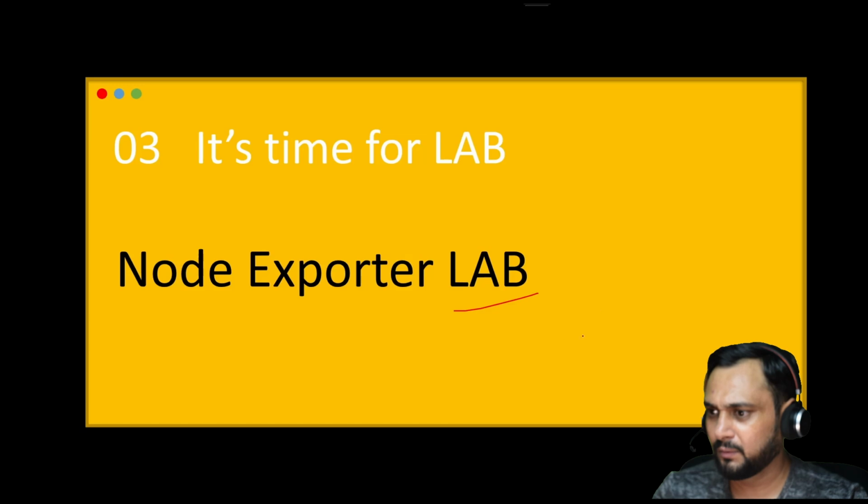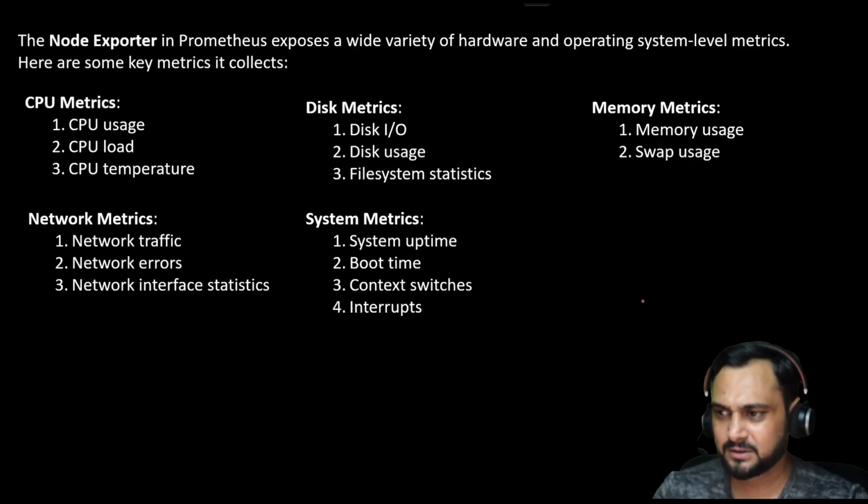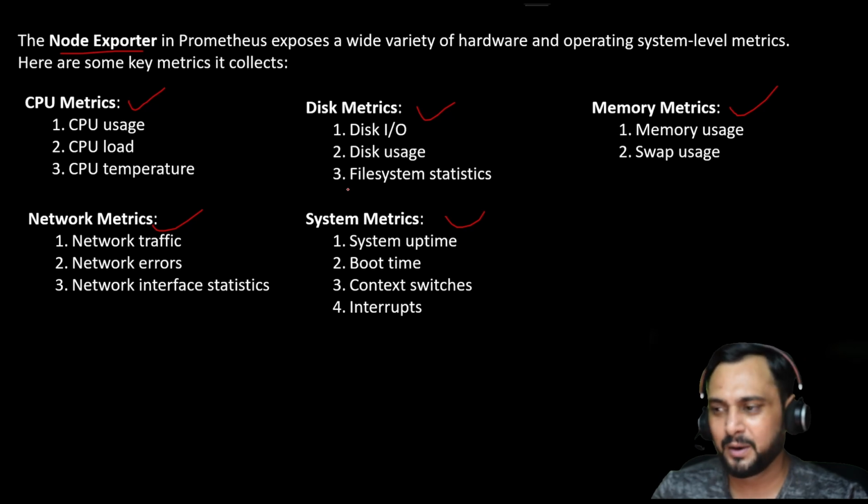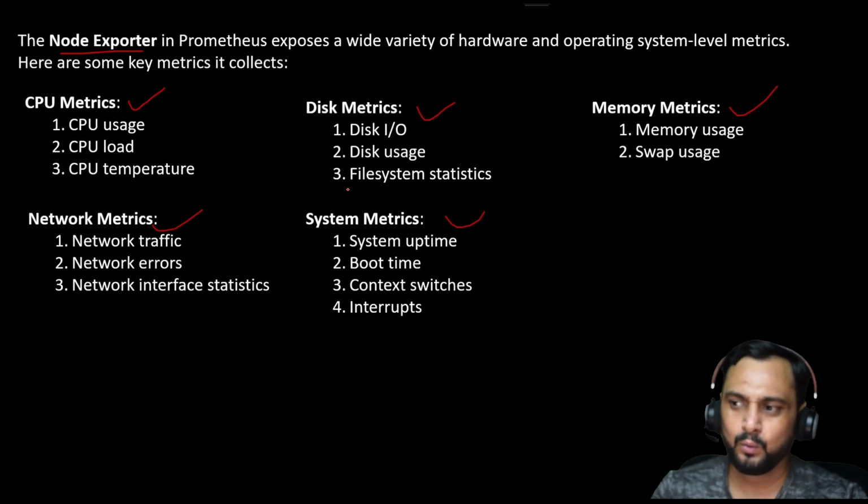Let's go back to our theory part. One is missing. In the initial part of this chapter, I informed you that we will cover all these steps. So now you can understand that Prometheus exposes a wide variety of hardware and operating system level metrics. So we can check the CPU, disk, memory, network, and system uptime. All these metrics we will get by default, so we don't need to do anything manually.